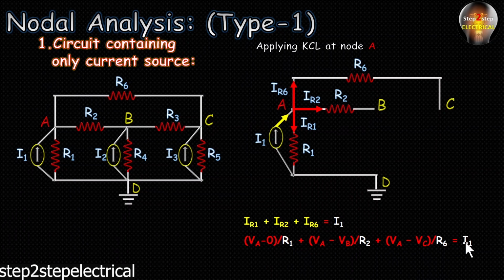Finally, I1 is not replaced, because its value is given. Here I1 is known, so we don't have to use Ohm's law or anything else; we just put the value of I1. This is all we have to do for applying KCL at node A.